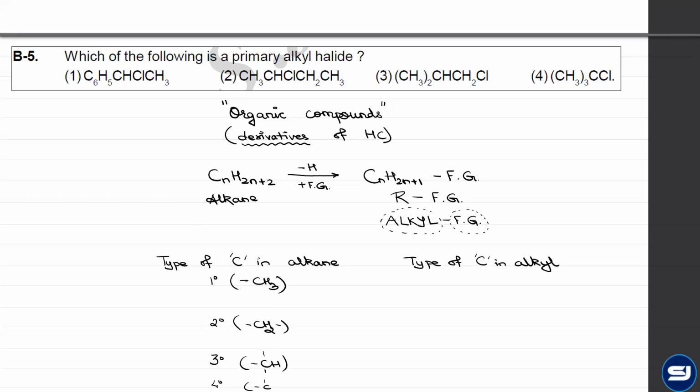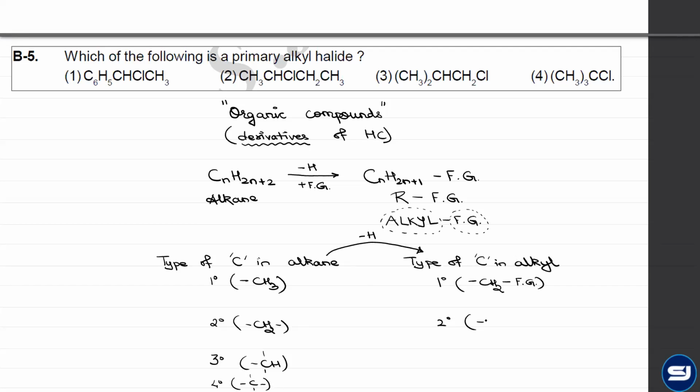CH, and the quaternary as C. Okay. To get an alkyl from an alkane, I have to remove one H. So the primary carbon in an alkyl becomes CH2, and the hydrogen which is removed will be satisfied with a functional group.